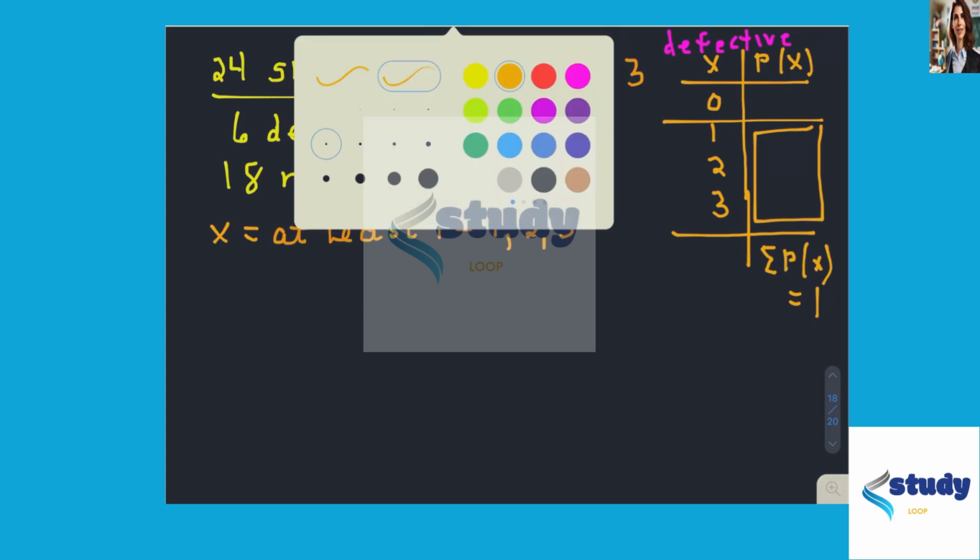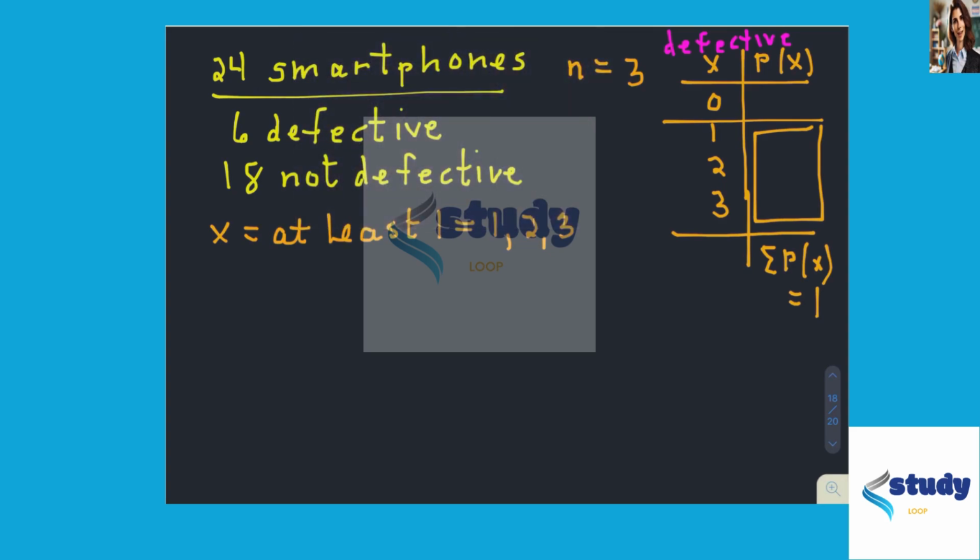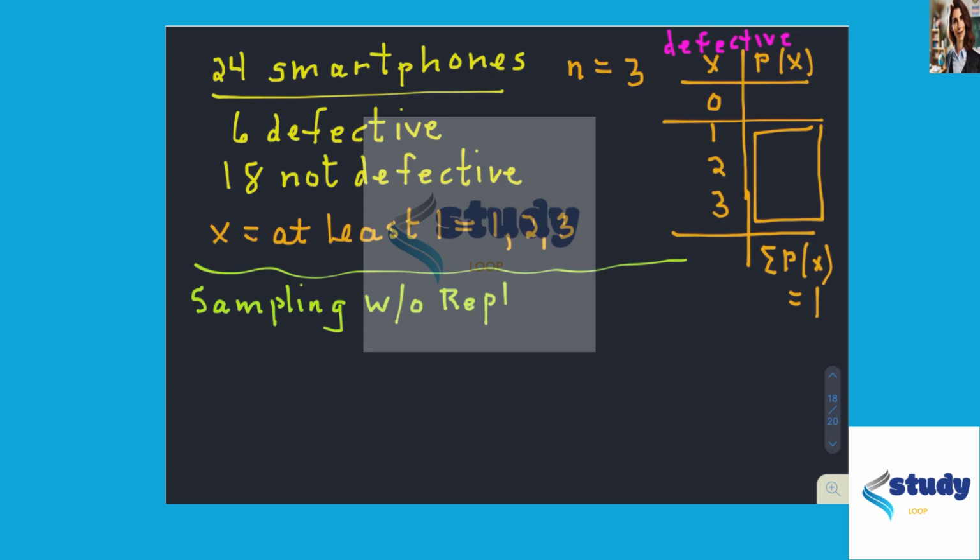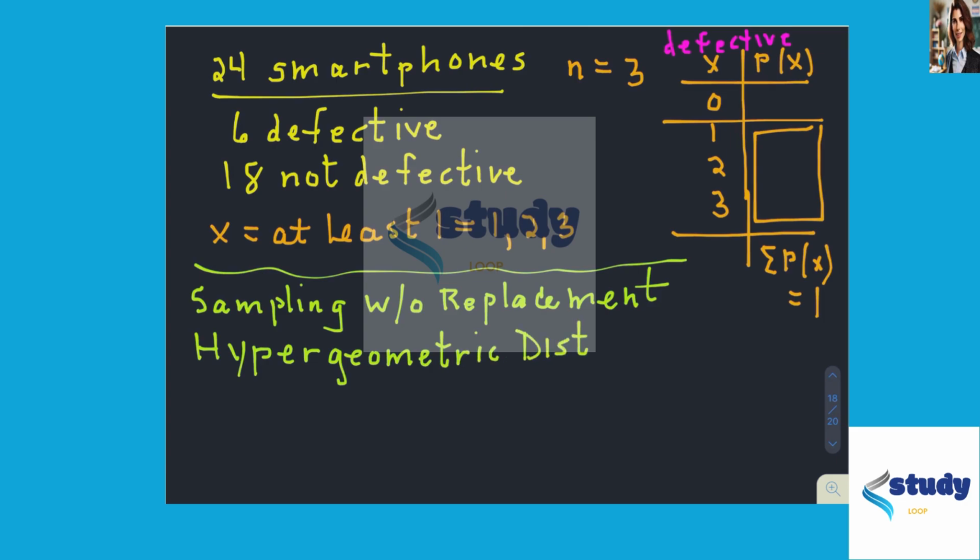Now, once we select a phone and we check to see if it's defective or not, we're not going to replace it. So therefore, we are sampling without replacement. And if we sample without replacement, then we are talking about a hypergeometric distribution. And if it's a hypergeometric distribution, we have a formula that we can utilize.